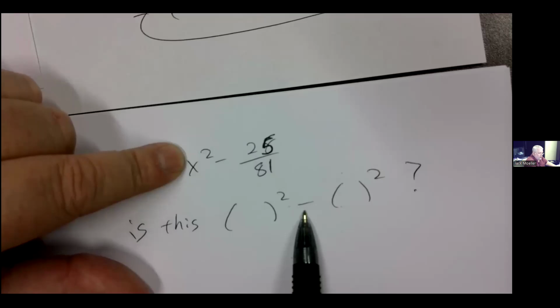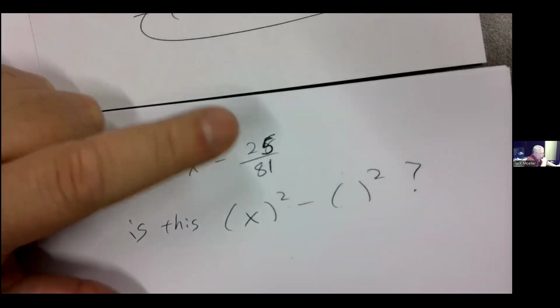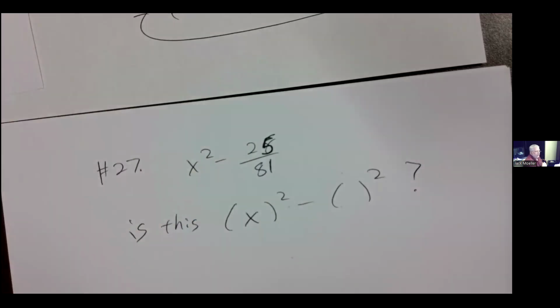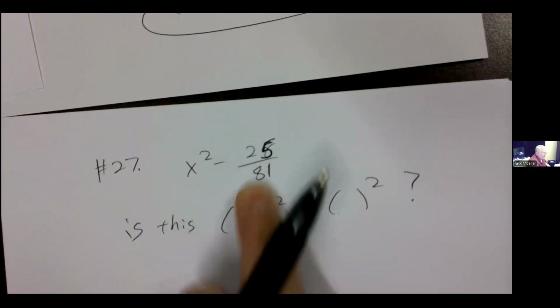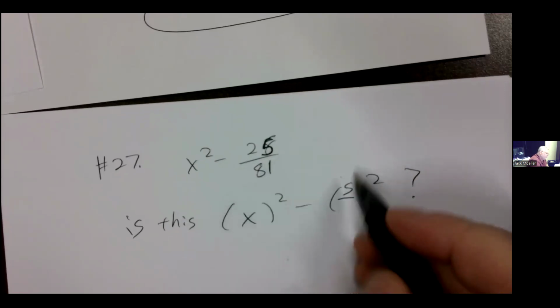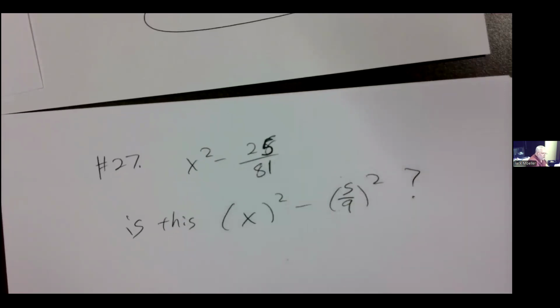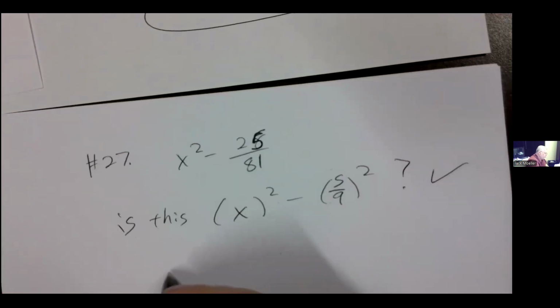So what do we square to get x squared? Well, x times x, easy enough. What do we square to get 25 over 81? Put your calculator down. What squares gives us 25? It's 5. What do we square to get 81? It's 9. So that's a fraction. So yes, we can square something to get both of those. So that's a difference of squares.